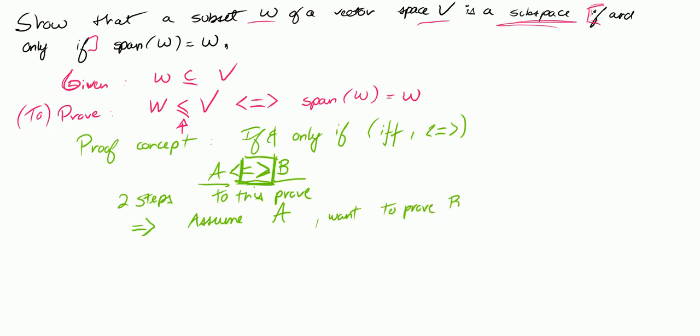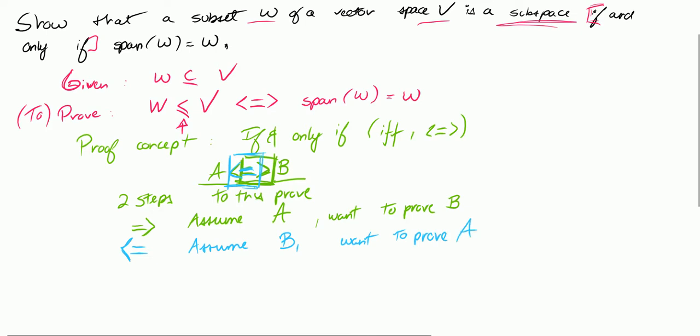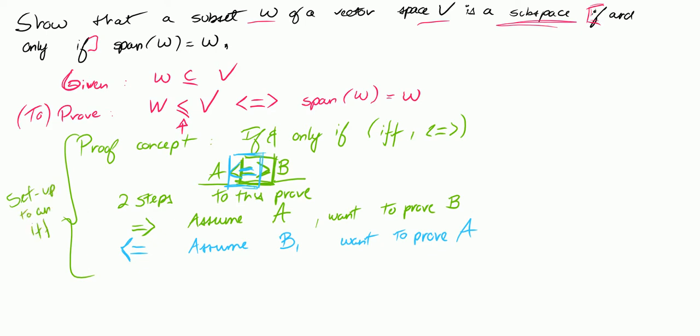Similarly, for the other direction, most mathematicians write it like this. So we assume B, and we want to prove A. This is always how you're supposed to set it up. So this is the setup to an if and only if.